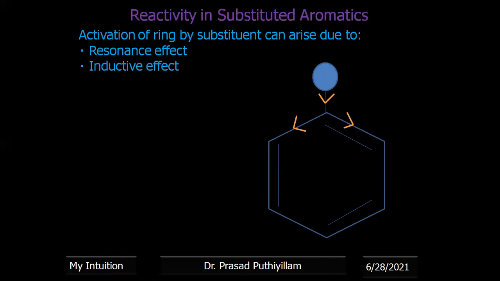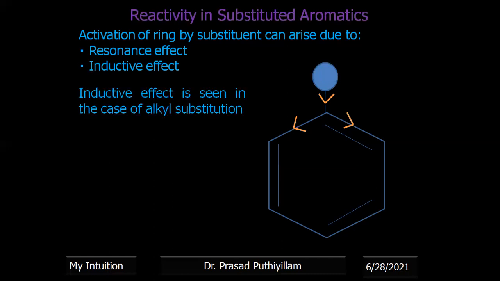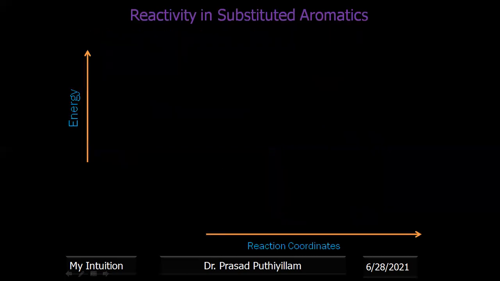Okay, that you already studied. Therefore, the inductive effect is seen in the case of alkyl substituents, say methyl or ethyl substituents. They can give this type of inductive effect. As such, it does not affect the resonance or the pi electron movement, but the electron density is increased here, which will support this movement of pi electrons or the Arenium ion stabilization.